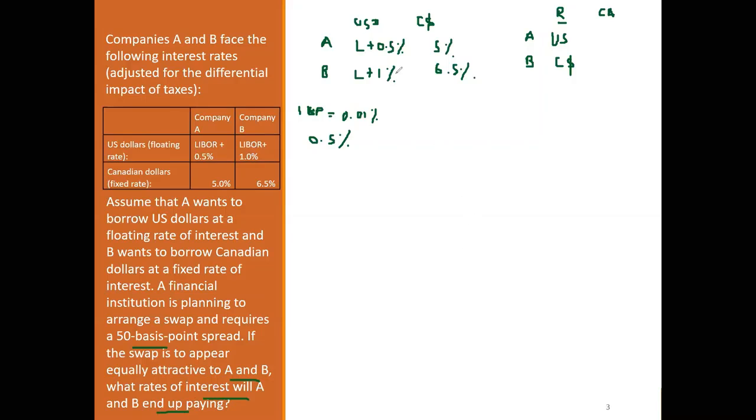So let's look at in which market A and B have a comparative advantage. Let's look at the interest rate differential. In the US dollar market, the interest rate differential is only 0.5%, and in the Canadian dollar market, the interest rate differential is 1.5%. Now, you can reply in the chat: in which market does A have a comparative advantage?